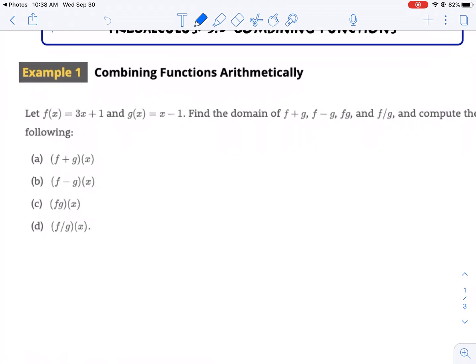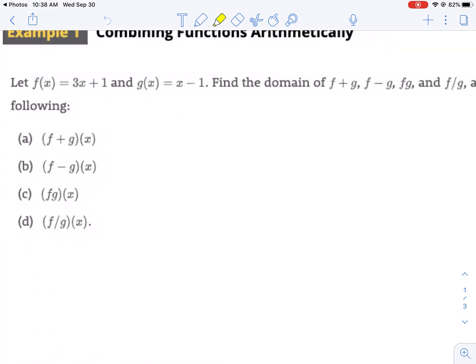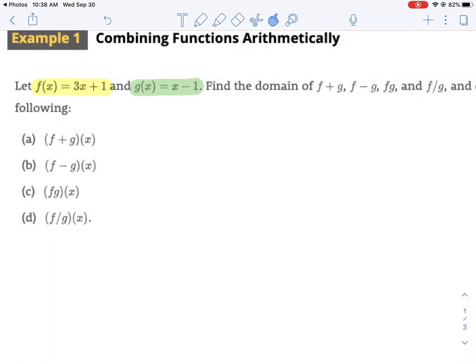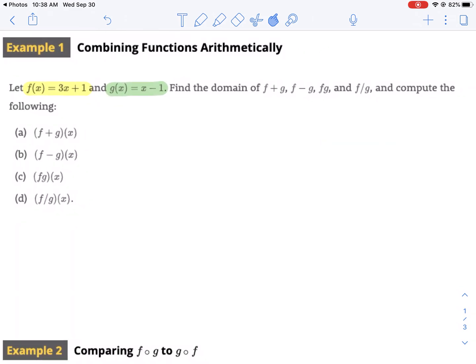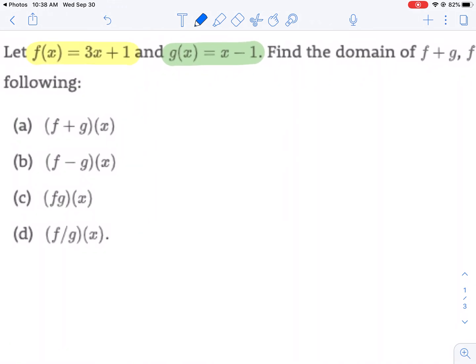So we have two functions here. f of x equals 3x plus 1, and g of x equals x minus 1. We're going to find the domain of each of these, a, b, c, and d, and compute the following. So, looking at this, the first one says f plus g of x. That's how you read it.